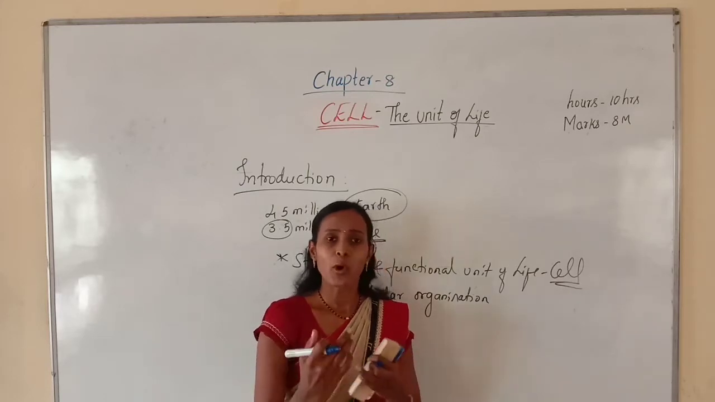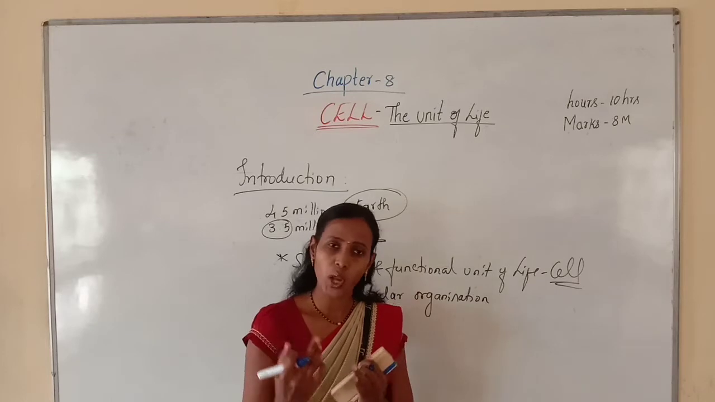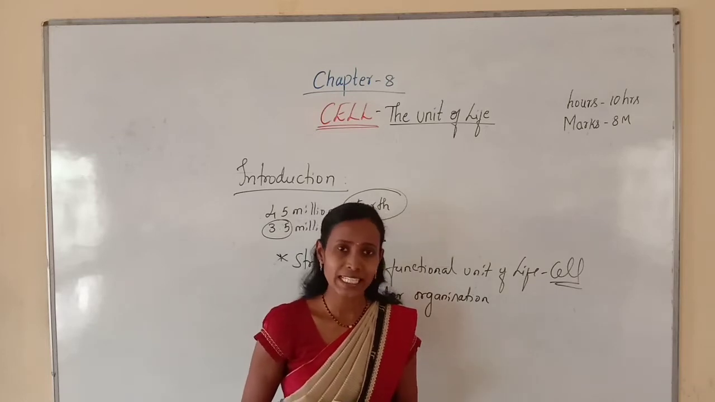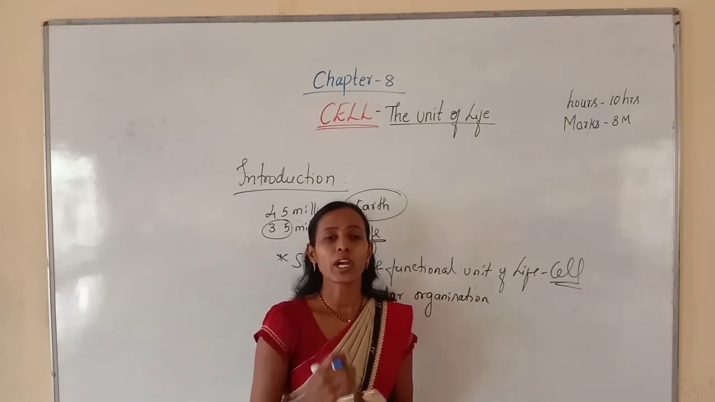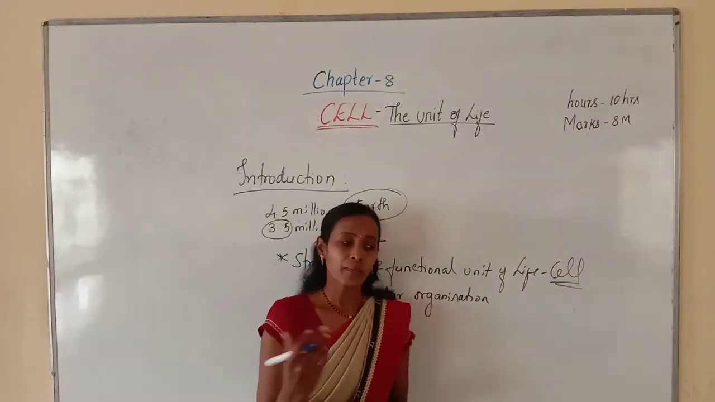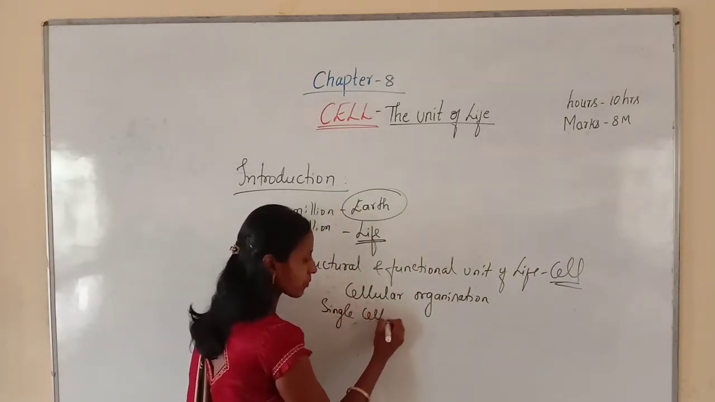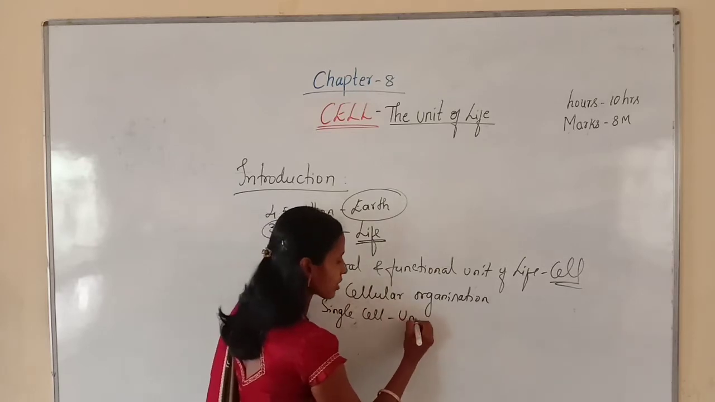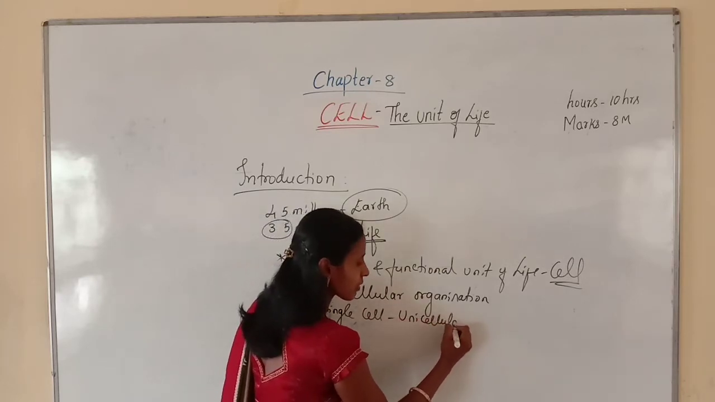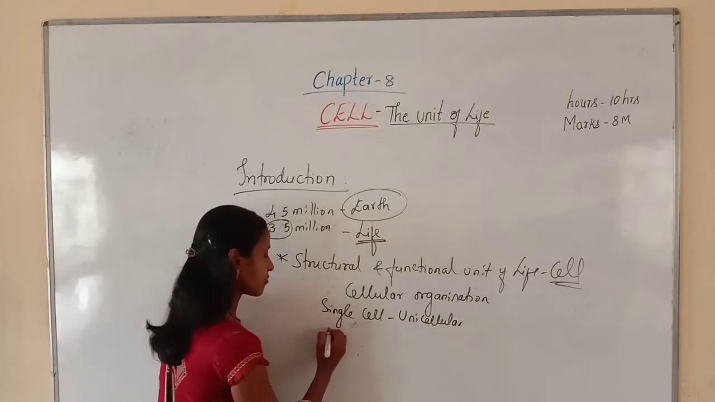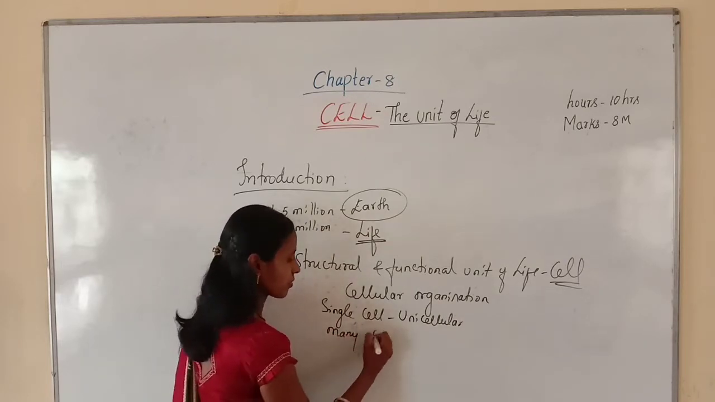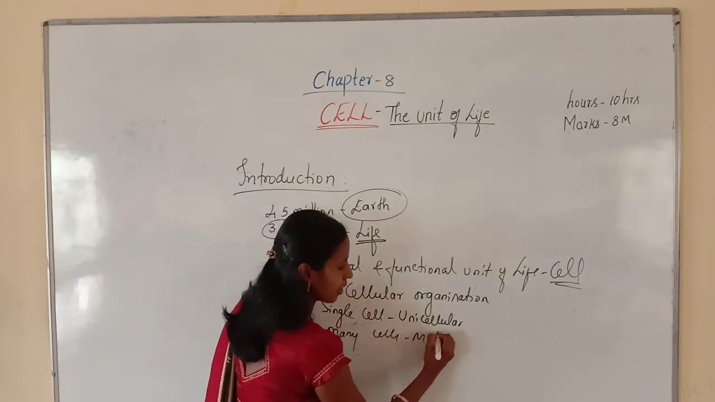And the body of living organisms, yes, all living organisms are made up of cells. But here, the body of the living organisms is either made up of a single cell. If they are made up of a single cell, we will call it a unicellular condition. And they may be made up of many number of cells. That is multicellular.